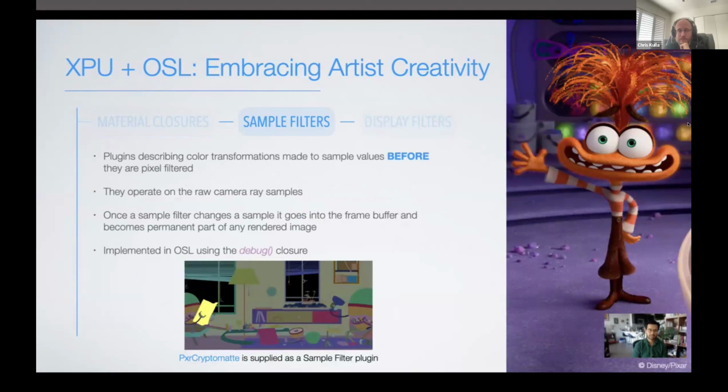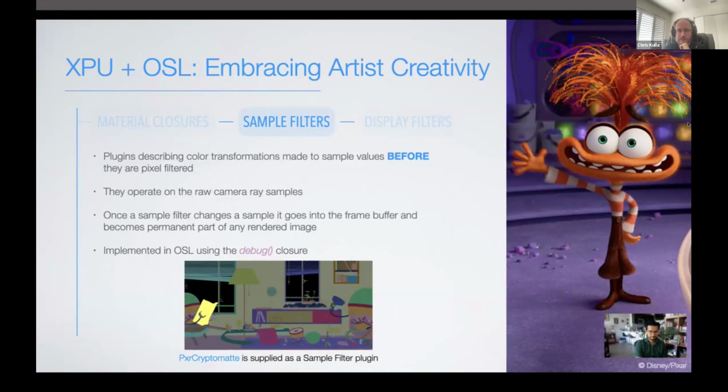Sample filters are plugins that describe color transformations made to sample values before they're pixel filtered. What this means is sample filters always operate on raw camera samples. Once they change a sample in the frame buffer, the value will stick on in the final rendered image. In XPU, they are implemented in OSL through the use of debug closure, texture calls, and a bunch of other OSL functions.